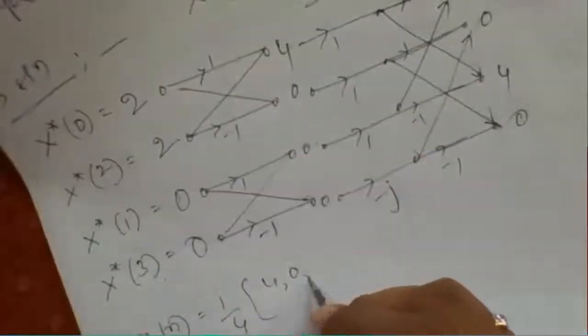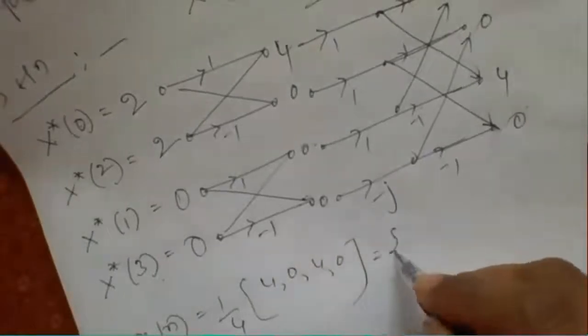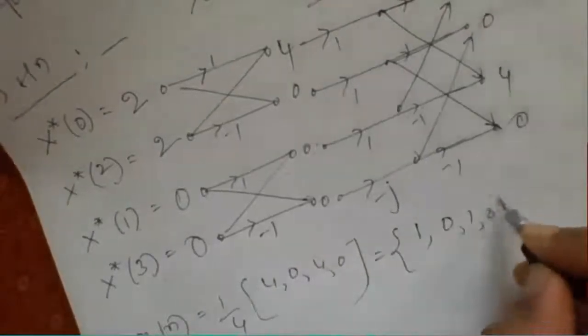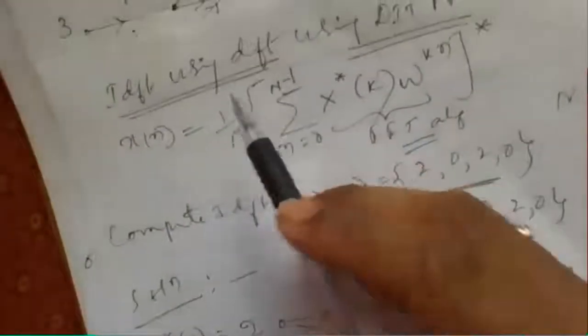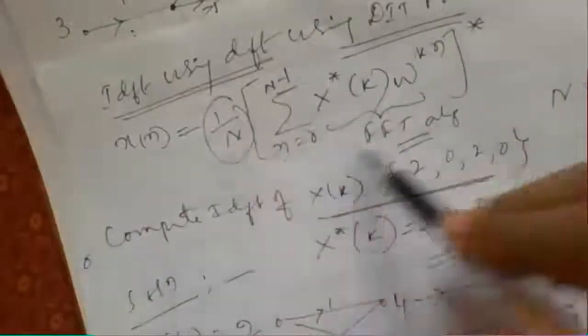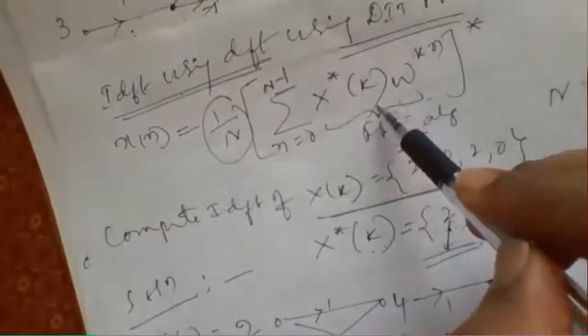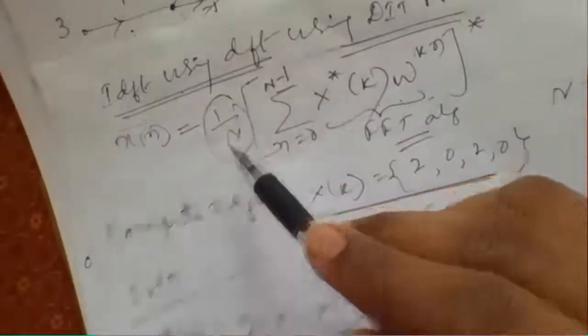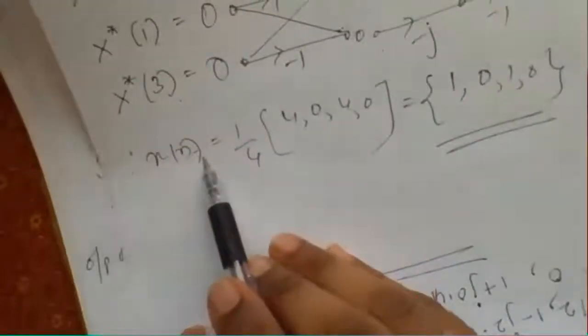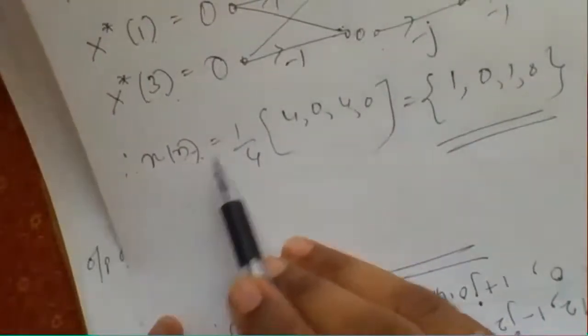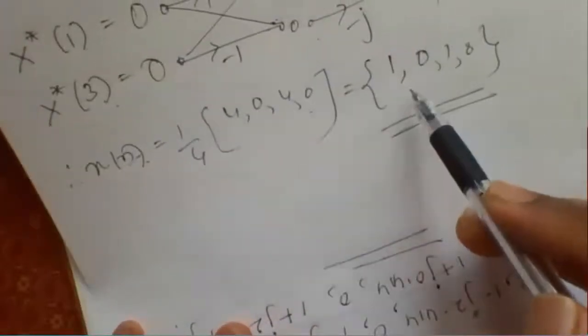Finally, what is X of n? X of n is 1 by 4 times 4040. Now this part should not be forgotten: 1 by N into this part. The resulting solution should be multiplied by 1 by 4 as N is equal to 4. Therefore X of n, that is the IDFT sequence, is 1 by 4 into 4040. It is easily divided by 4, so the resulting answer will be 1010.